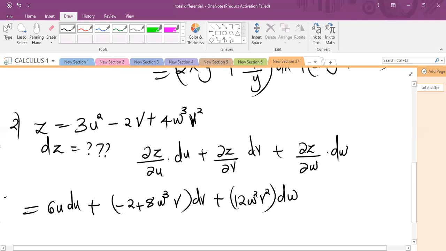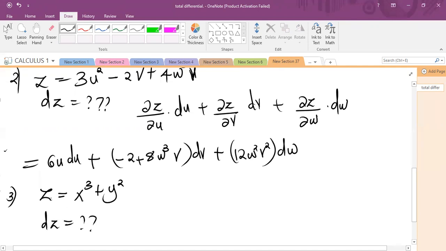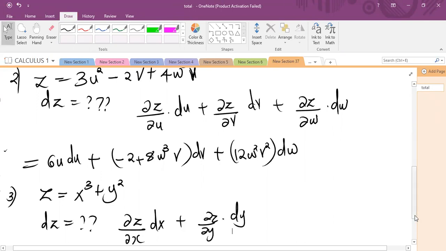When we evaluate, final example, let's say you have your z is equal to, so example number 3, z is equal to x cubed plus y squared. And then you need to get the total differential dz. So z is written with respect to two variables, that is x and y. So the total differential will be their partials, dz/dx multiplied by a straight dx plus dz/dy multiplied by a straight dy.